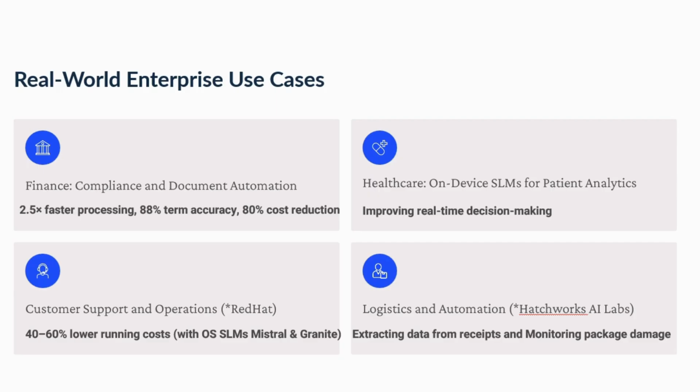Moving on to customer support and operations, SLMs such as Mistral and Granite helped with lowering costs anywhere between 40 to 60%. Another example from logistics and automation was an example where they used SLMs to extract data from receipts and also to monitor package damage. So like I said, when you use SLMs for one task very specifically, they're able to do a really good job at it. These are some real world enterprise use cases of how small language models are already being applied.